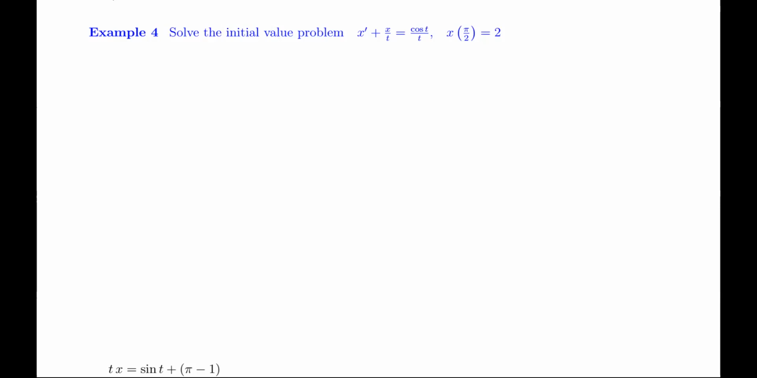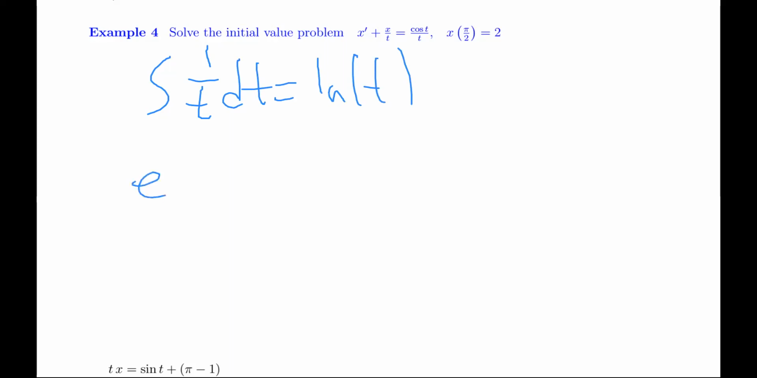Well, we're given the equation in standard form this time. So p of t is 1 over t. So we want to integrate 1 over t dt, right? We're integrating p of t to find our integrating factor. Well, we get ln of the absolute value of t plus c, but again, we don't care about that plus c at this point. So the integrating factor, mu of t, is e to the integral of 1 over t dt, which is e to the ln of t, which is just t.